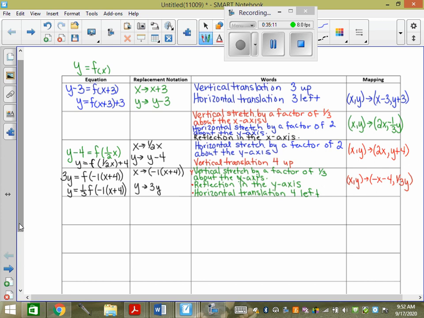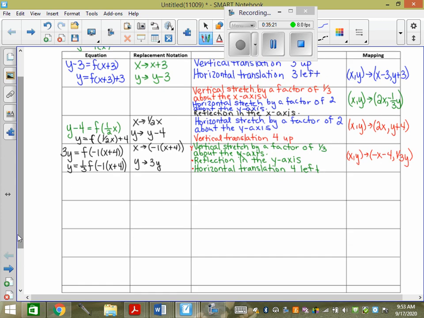Okay? For the rest of this, you're going to start copying down what I'm going to put, and it's going to be your homework to fill in the rest. Okay? So, next line, we're going to have x becomes negative 2 bracket x plus 1. Y becomes negative y. The next one, we're going to do mapping. X, y becomes x plus 2, comma, negative 1/2 y.